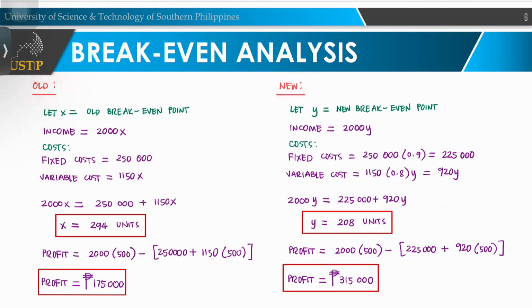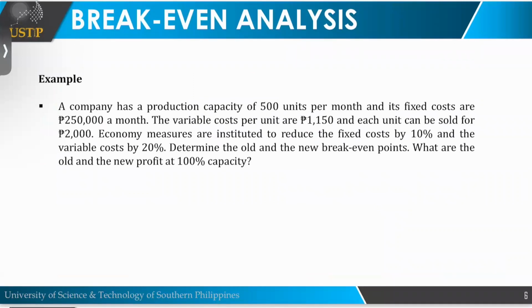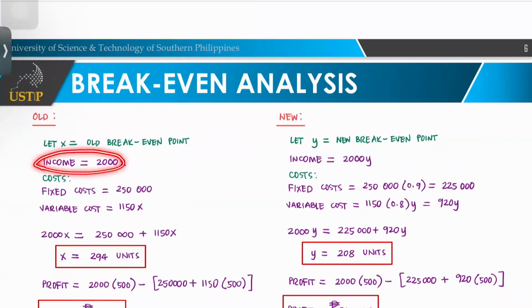For the old, let X be the old break-even point. And then the income will be... it can be sold for 2,000 pesos. Always find the selling price, because that will be your income. So this is now the selling price. It can be sold for 2,000, so that is why our income is 2,000X.